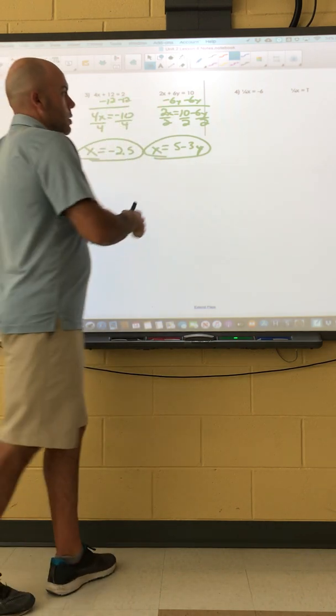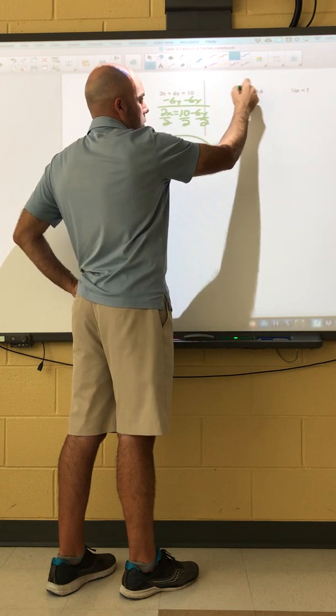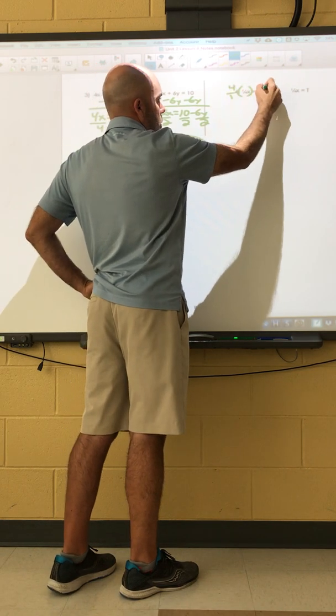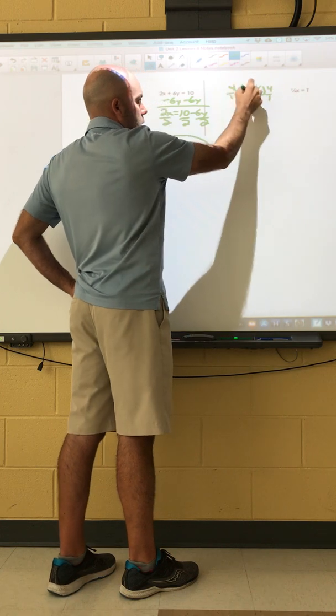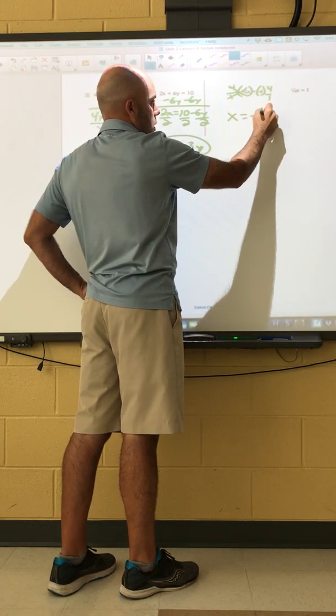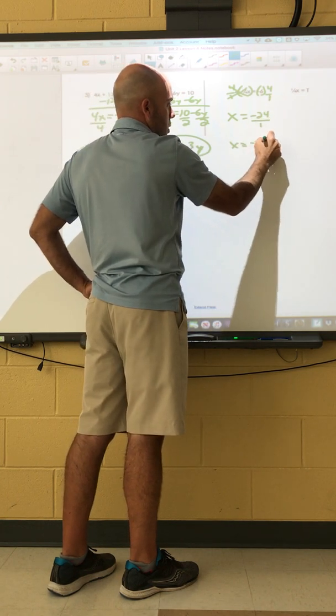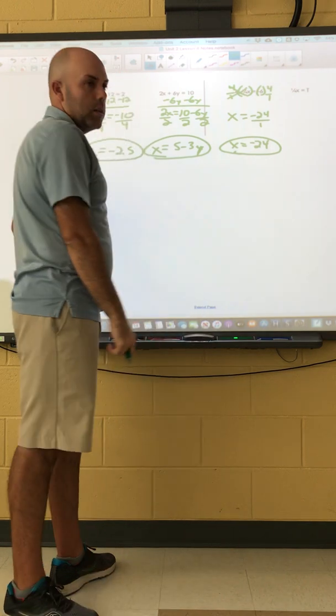All right? So lastly here, I see 1/4 x equals negative 6. Well, I'm going to multiply by the reciprocal, 4 over 1. Left side it cancels. X equals negative 6 times 4 is negative 24 divided by 1.